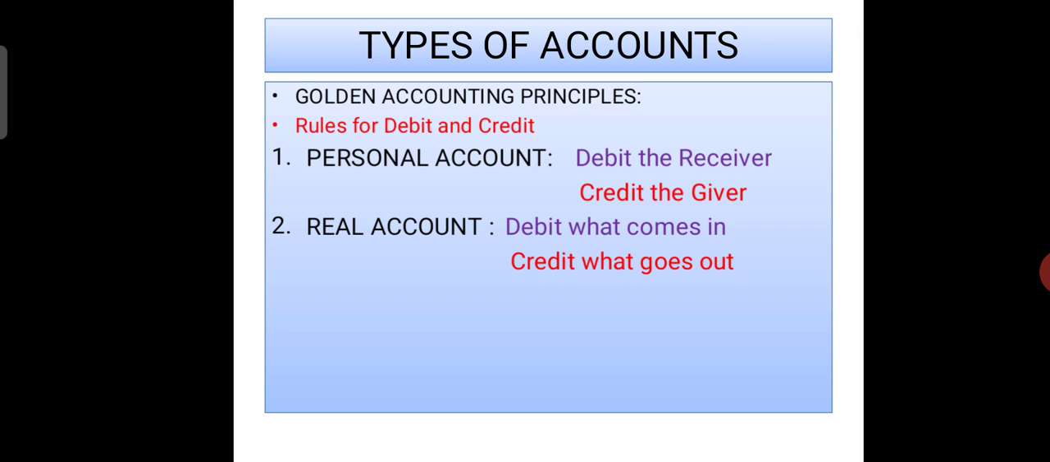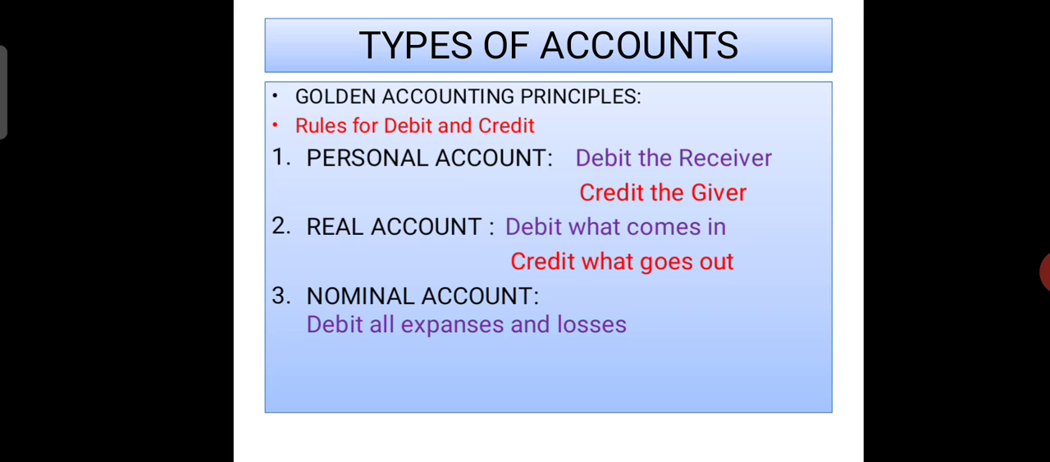For example, you sold furniture. When you sold the furniture, you ask yourself one question: whether the furniture comes into the business or goes out of the business. Here, when you sell the furniture, it goes out of the business. So as per the real account principle, that account should be credited. What goes out should be credited. Credit what goes out. Okay, two principles we completed. First one, personal account principle. Second one, real account principle.